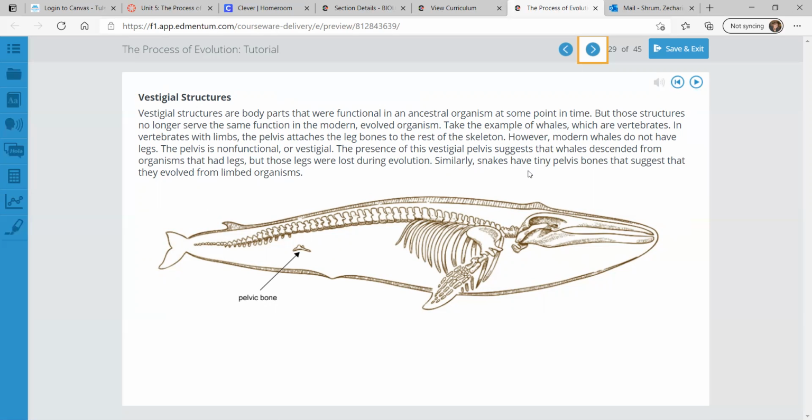Similarly, snakes have tiny pelvis bones that suggest that they evolved from limbed organisms as well. So isn't that so strange? Like, look at the rest of their body, and then you just have this detached pelvic bone.